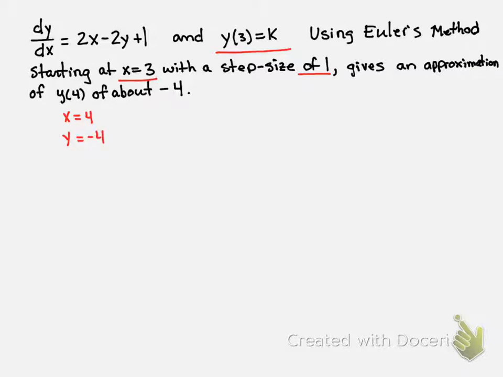So I'm going to start with a picture. This first value is over 3 up k. And our ending value is over 4 and a y value of -4. And we also know that our horizontal step size is 1. We don't know what our change in y is. And we're going to draw this diagonal.